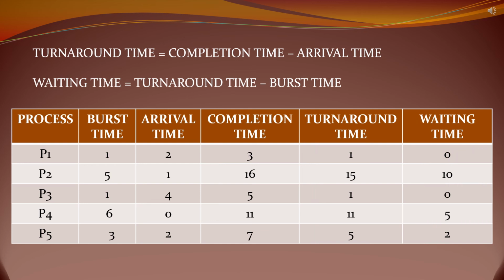And the formula for waiting time is turnaround time minus burst time. So for process P1 it is 1 minus 1 equal to 0. For P2 it is 15 minus 5 equal to 10. For P3 it is 1 minus 1 equal to 0. For P4 it is 11 minus 6 equal to 5, and for P5 it is 5 minus 3 equal to 2.